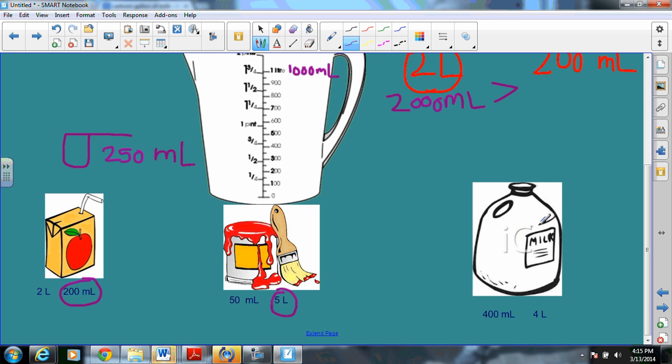And then I have a gallon of milk. But when we think about it in the metric system, we have to think about how much we have. Now, you have to use what you know to figure out and make estimates. Would this gallon of milk fit 400 milliliters of liquid or 4 liters?